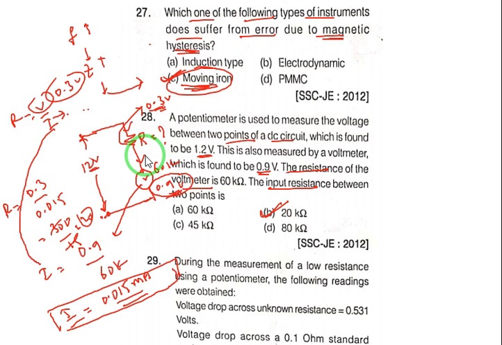How are we calculating? Current is equal to the voltage across the voltmeter, that is 0.9 volts, divided by the resistance, 60 kilo ohms. Simplify this, we will get 0.015 milliamps. 0.015 milliamps current is flowing through this resistor. Therefore, R equals V by I, 0.3 volts by 0.015 milliamps. Simplify this, we will get 20 kilo ohms.